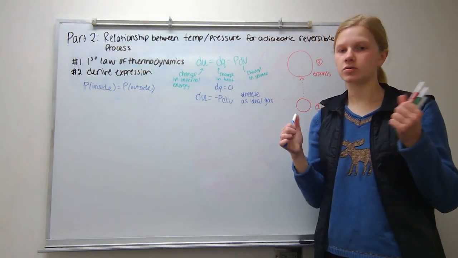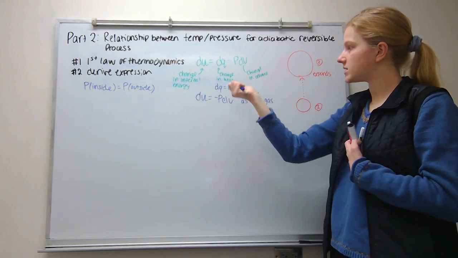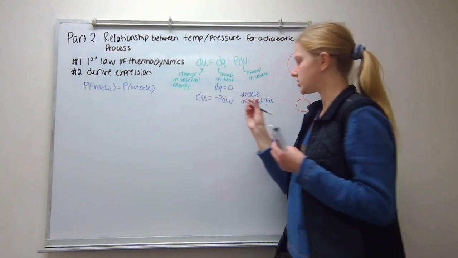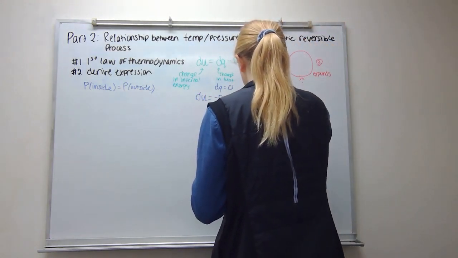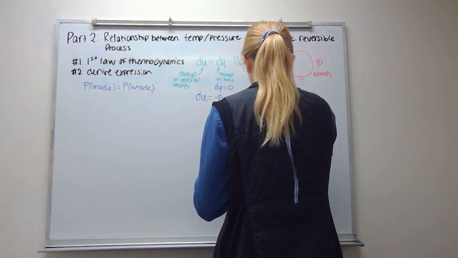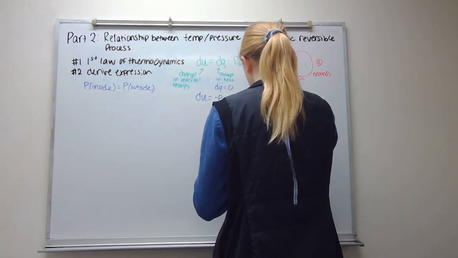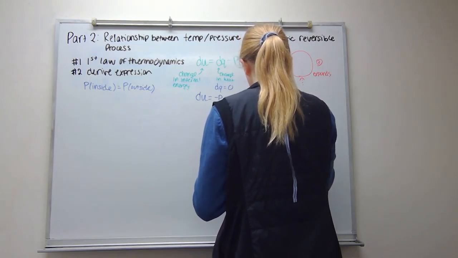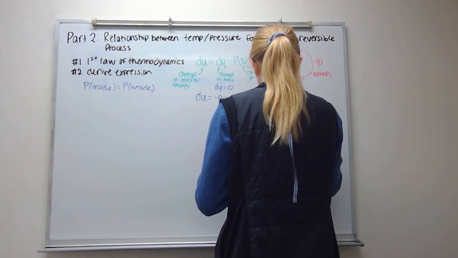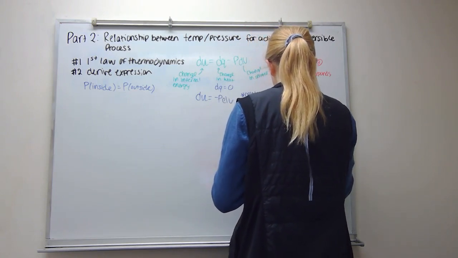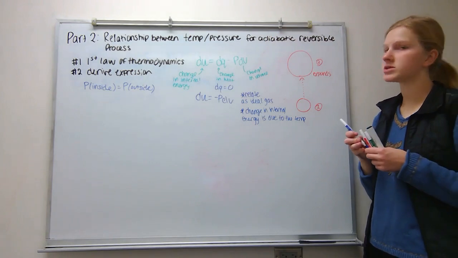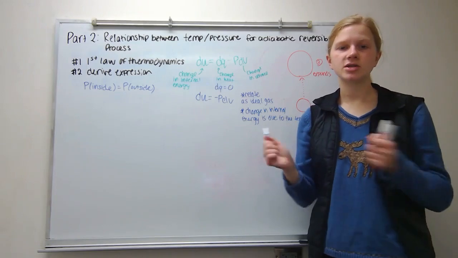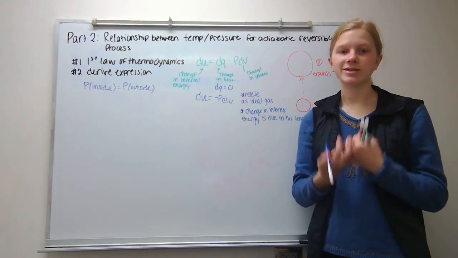And so we're going to note that since dq is 0 and since this is adiabatic, our change in internal energy here, this du, is only due to temperature. So that's how we're going to relate our pressure and temperature, because we know that since there's no heat transfer, it's an adiabatic reversible process, our change in internal energy is only affected by a change in temperature.